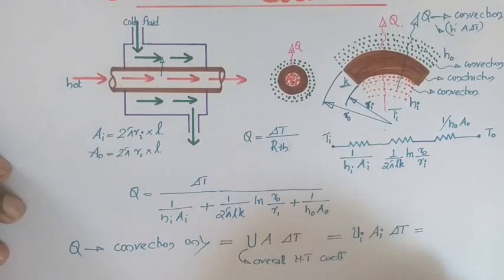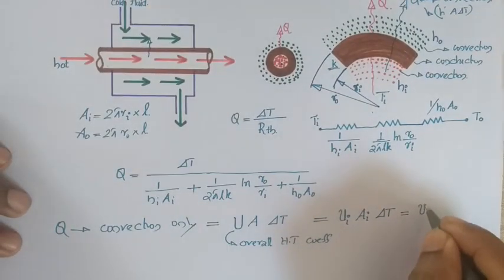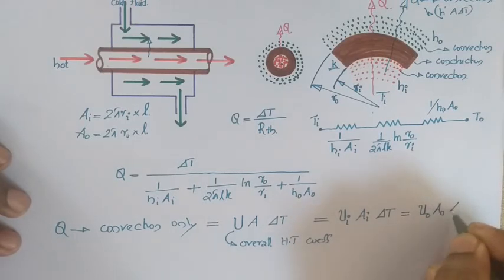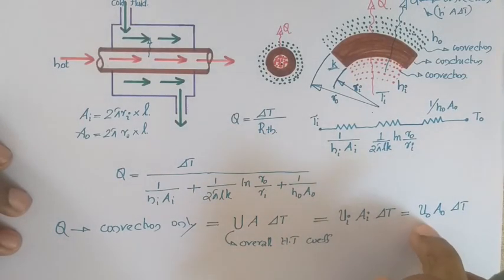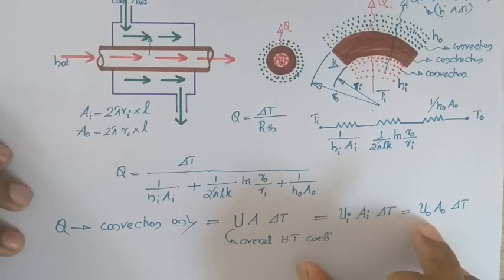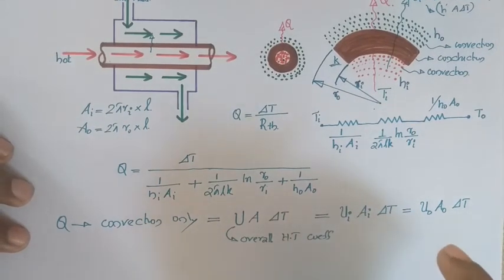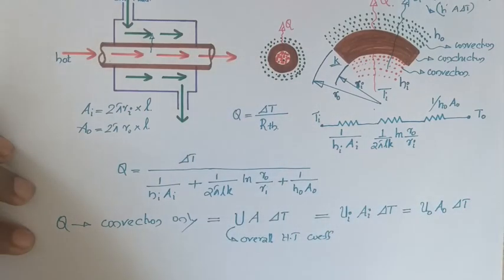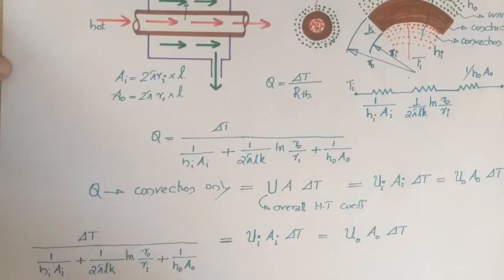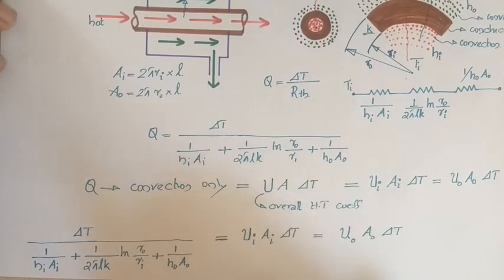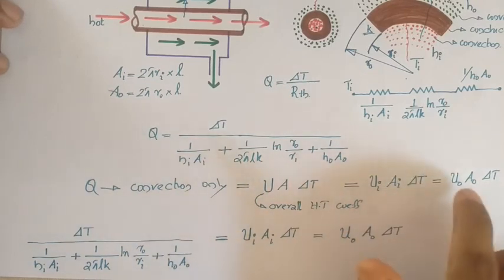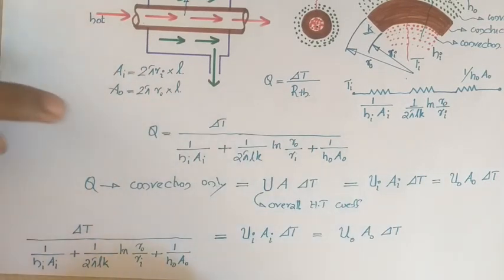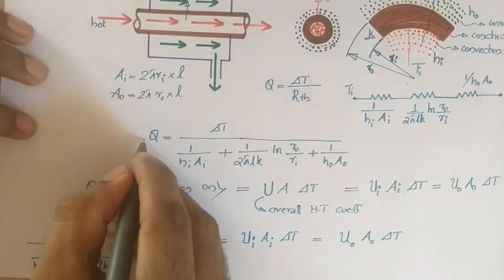Or if you are using the outer area, then you can write it as Uo Ao into delta T, where Uo is known as the overall heat transfer coefficient with respect to the outer area. The expression for both you can find by equating this one. So we can find the expression for the overall heat transfer coefficient based on the inner as well as the outer area, for which we will be equating. So this one I will be writing here.